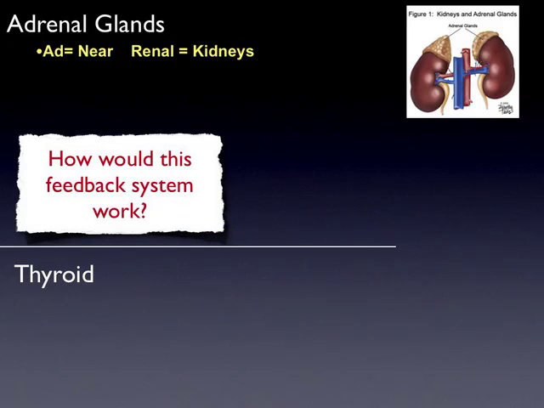Another are the adrenal glands. Ad means near, renal means having to do with the kidneys. And the adrenal glands are like little hats on top of each of your kidneys. So these are the kidneys, and on top is this little gland. And what hormone is produced by the adrenal gland? If you look at the name, yes, adrenaline. So they produce a hormone called adrenaline.